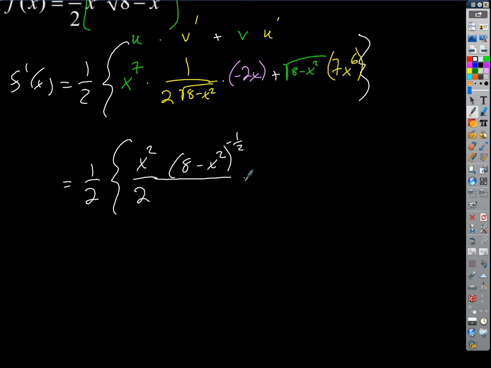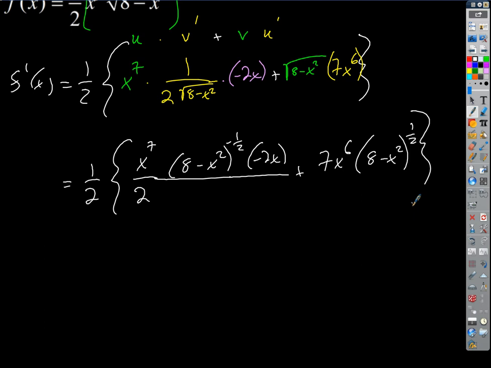Isn't it x to the, oh whoops, I have that too, don't I? Did I make a mistake? Isn't it x to the 7? Oh, you're right. Yeah, what am I doing? You're right. Plus, over here I'd have my 7x to the 6th times 8 minus x squared to the 1/2. Do you agree? And I could even clean that up more. Well, I could do this. That helps a little better, right?